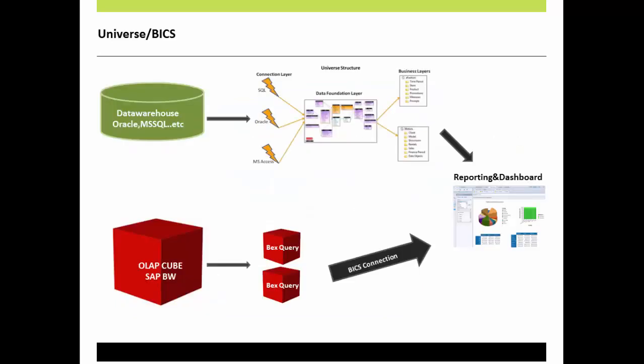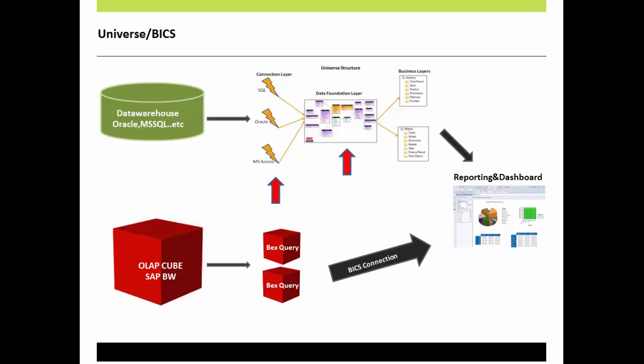To compare universe and the BICS connection comprehensively, a universe is formed by three levels. With the connection layer, we can connect different types of databases or other sources. For example, by connecting to Oracle and MS SQL, creating two different connections contained in a single universe, you can create a new report that includes and compares both Oracle and SQL data.